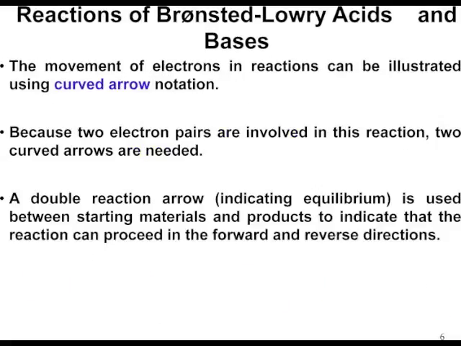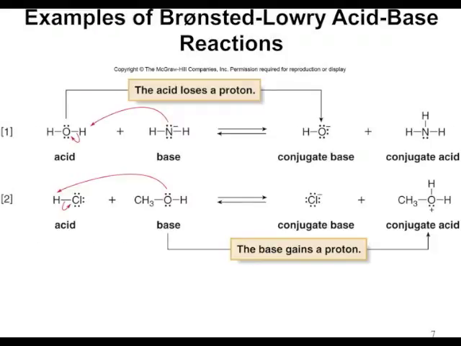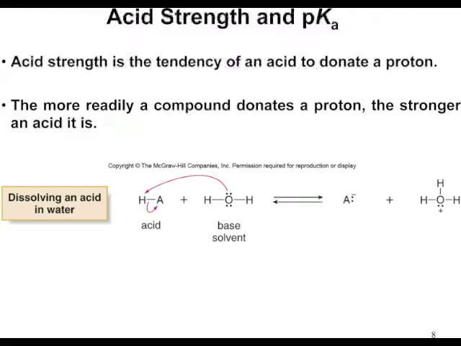The movement of electrons is shown with a curved arrow. That is a double-headed arrow because we move a lone pair consisting of two electrons. And acid-base reactions are always equilibrium reactions. The acid loses a proton to the base, the base gains a proton from the acid, and on both sides of the equation you have either acid and base or conjugate acid and conjugate base.